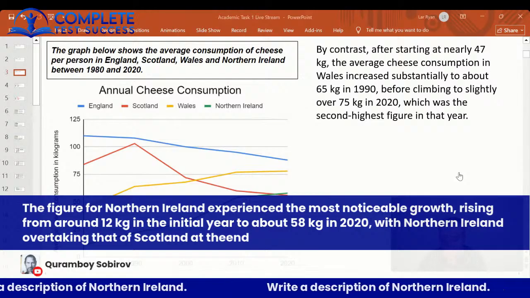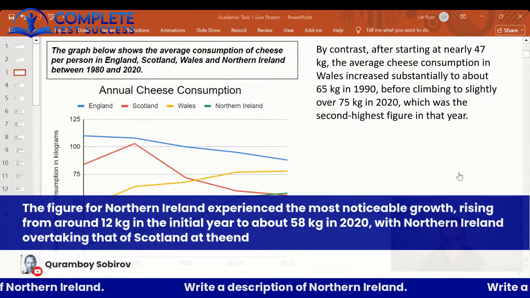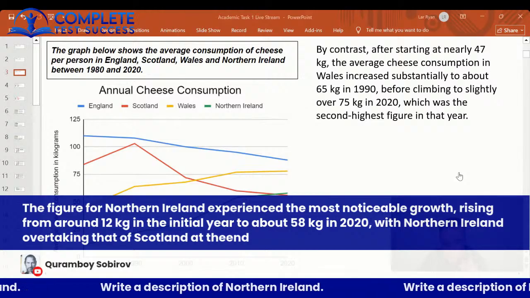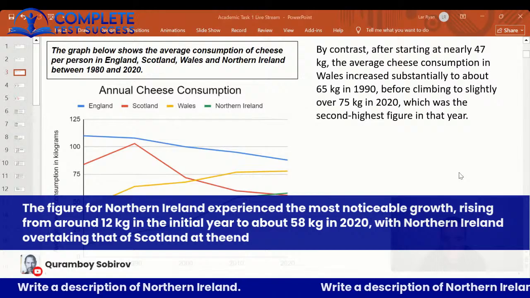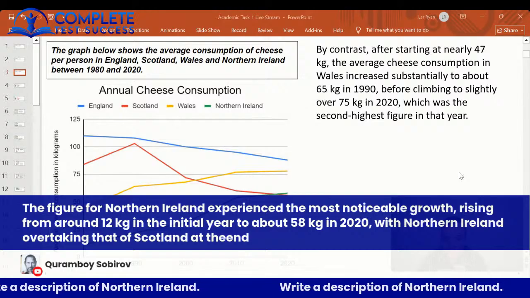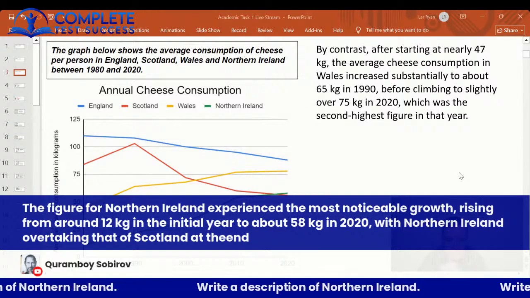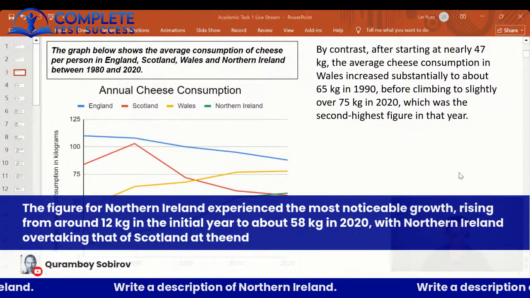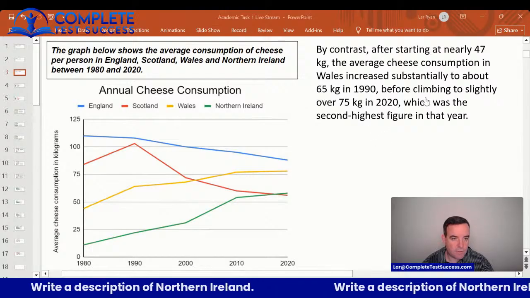So you were already talking about Northern Ireland. So here, when you said with Northern Ireland overtaking that of Scotland, we wouldn't do that, because for your coherence and cohesion score, like referencing, you need to reference the thing that you're already talking about, like use a pronoun or something. So let me show you how we would do that. So let me just grab that and we'll put it on the screen here.